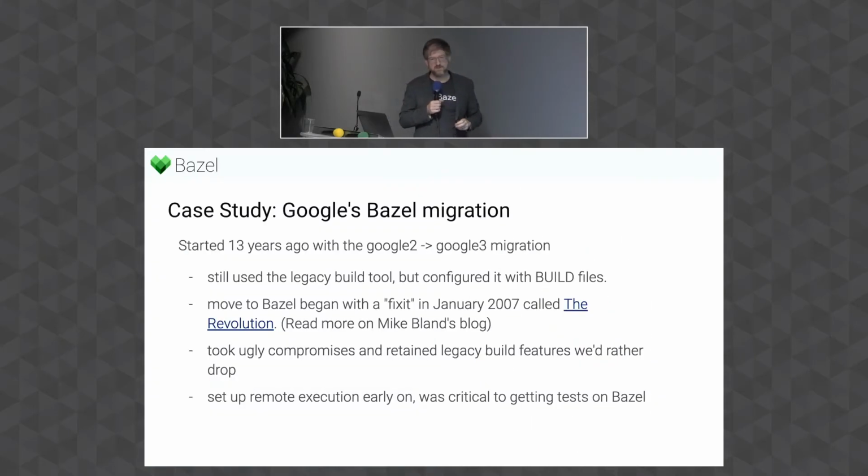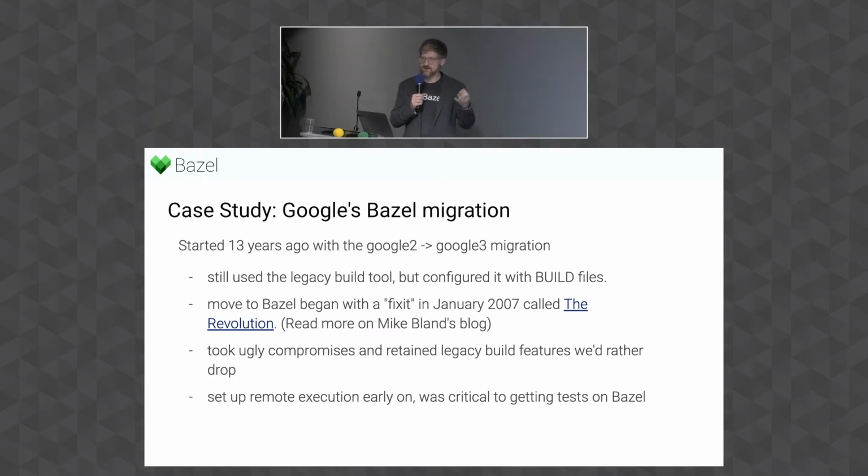So I'm going to be brave here, and I'm going to use Google as the case study for this one. And I've been at Google for like 11 years, so this is even before my time. So 13 years ago, you probably all heard of Google 3. So yes, there was a Google 2. And part of that migration was to introduce these files called BUILD. And they were configuring the legacy build system at the time.